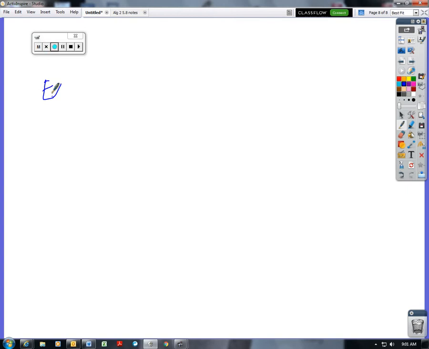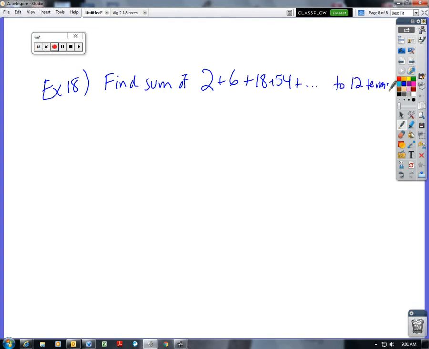First example will be to find the sum of 2 plus 6 plus 18 plus 54 plus ... to 12 terms. Because if you didn't limit it, it would just keep getting bigger and bigger and bigger, and you wouldn't ever be able to find a sum of the whole sequence.